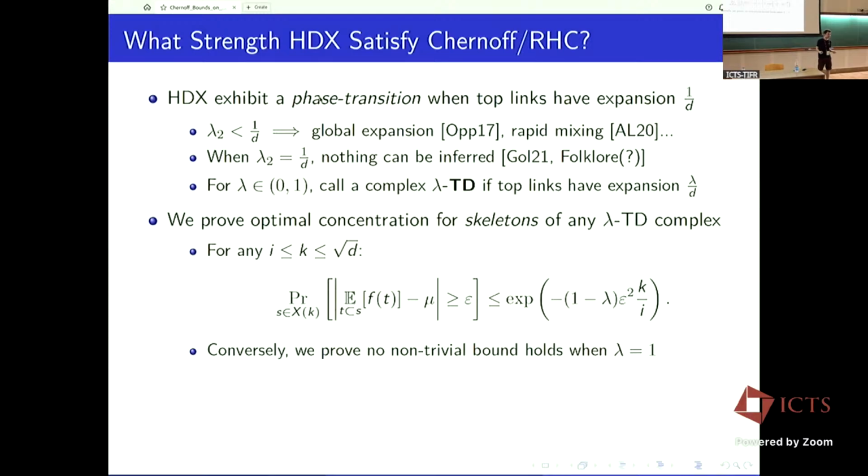We prove that when lambda equals 1 at this threshold, you can build constructions, namely Lewis complexes, that satisfy no non-trivial concentration at all. So this is another example of this same sharp threshold phenomenon occurring on high-dimensional expanders.